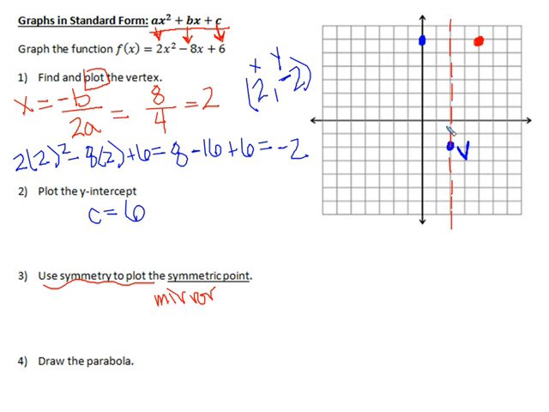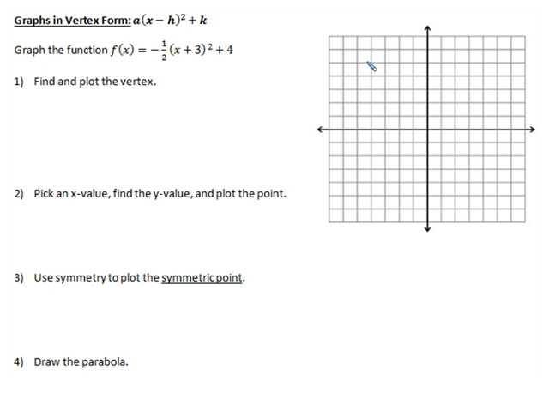Now, since we have a general shape of what our parabola looks like, let's actually draw it. We're going to connect all these dots, trying to make a U shape, because that's what a quadratic graph looks like. All right, so that's graphing when it's in standard form. Remember, that's the ax squared plus bx plus c. All right, let's go into vertex form.